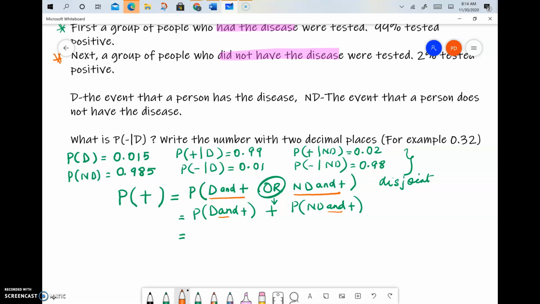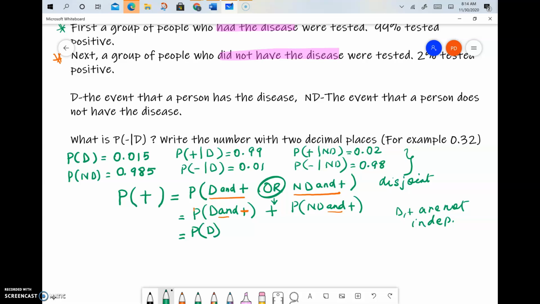Next, we have to break down the probability of disease and positive, using the multiplication rule of dependent events. Note that D and positive are not independent, because showing positive does depend on whether you have the disease or not. So the probability that you'll show positive is higher, obviously, if you have the disease. The 2 events are not independent, in which case we have to use the multiplication rule for events that are not independent.